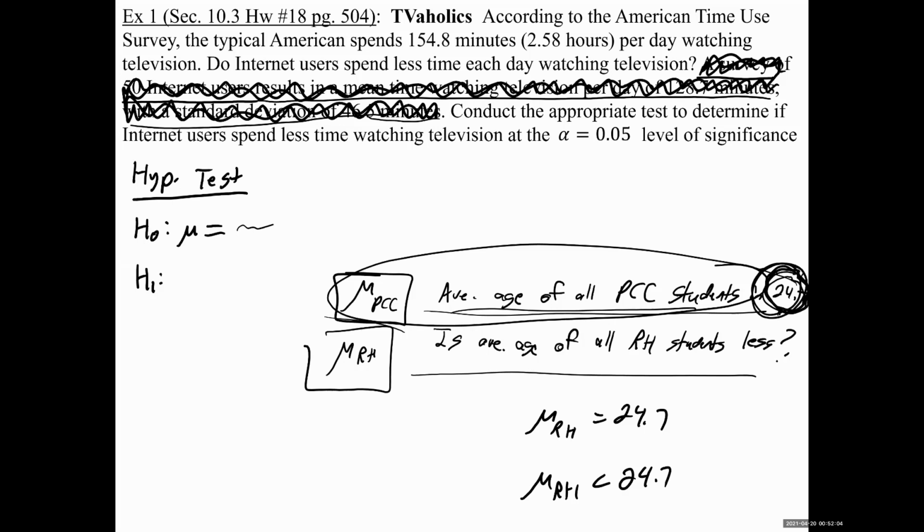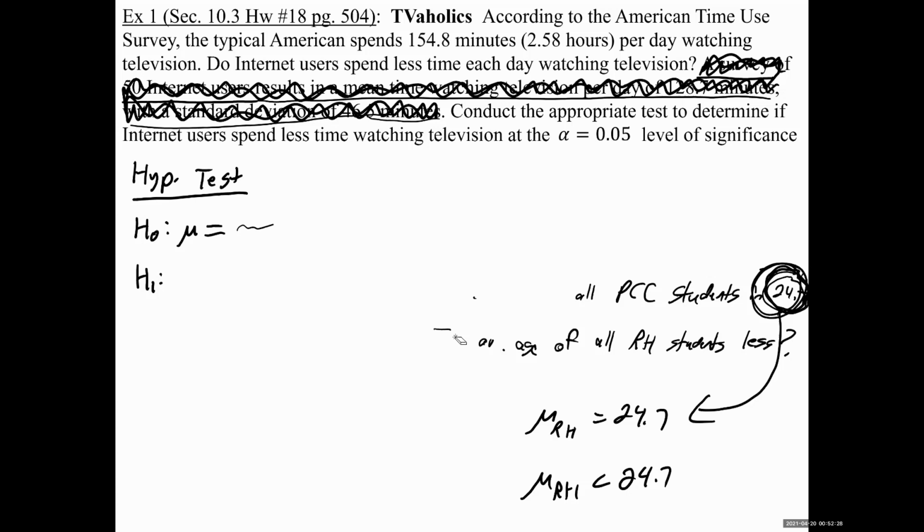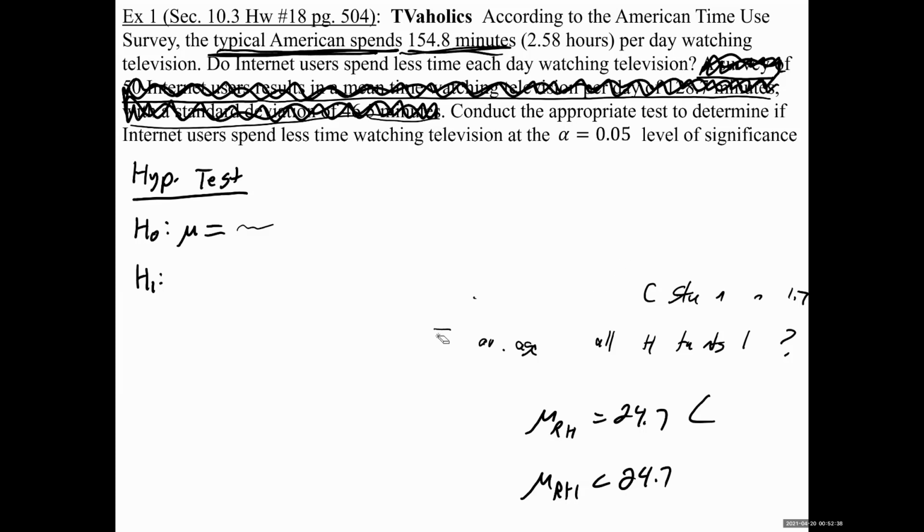It's kind of like they can hand this number to you so you can use it in your tests. Instead of just pulling a number out of thin air, they're saying, for this one group, this is the number. For this other group, is it the same number or a different one? So now if I go back to this problem, let's read it again from the top. According to the American Time Use Survey, the typical American spends 154.8 minutes per day watching television. One population is all Americans, and the average time they spend watching television per day is 154.8. That's a mu. That mu is known. Nobody is fighting over it.